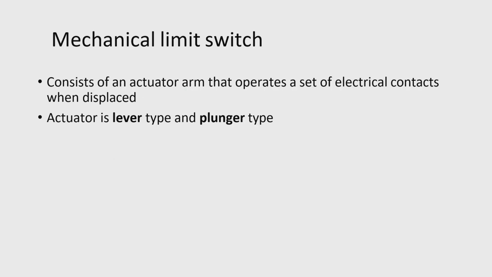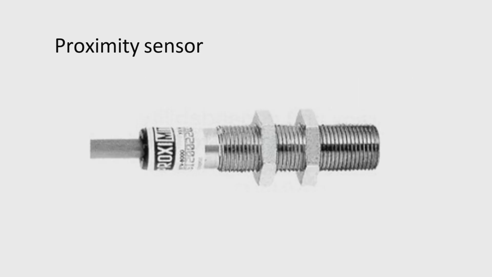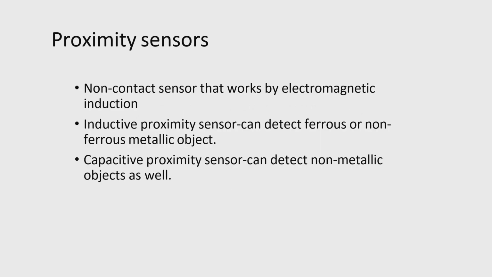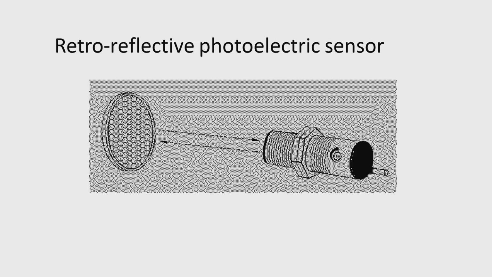These are contact type sensors. So a mechanical limit switch consists of an actuator arm that operates a set of electrical contacts when displaced. The actuator is lever type or plunger type. We can have proximity sensors which can measure from a distance without touching. They work on the induction principle or by the change of capacitance. So proximity sensors are non-contact sensors that work by electromagnetic induction. Inductive proximity sensors can detect ferrous or non-ferrous metallic objects. Capacitive proximity sensors can detect non-metallic objects as well.